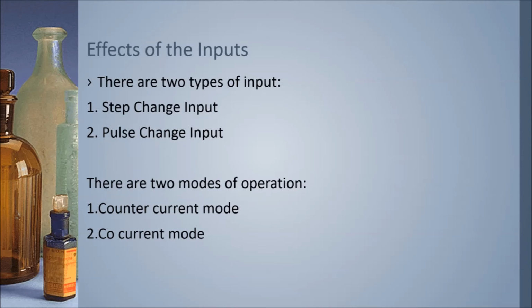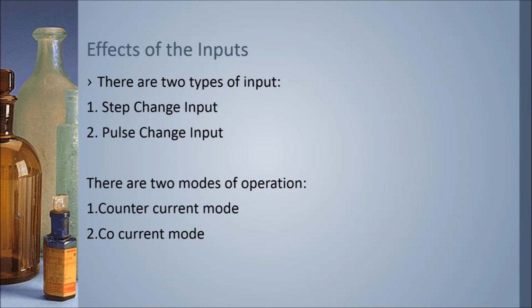In this experiment, there are two types of input, which are the step change input and the pulse change input. We have to examine how these two different inputs affect the mode of operation, which is the counter current mode and the co-current mode. What is counter current mode? In counter current mode, the liquid stream flows downwards from the top of the column, while the gas stream flows upwards from the bottom of the column. As for the co-current mode, both the liquid and gas streams flow upwards from the bottom of the column.